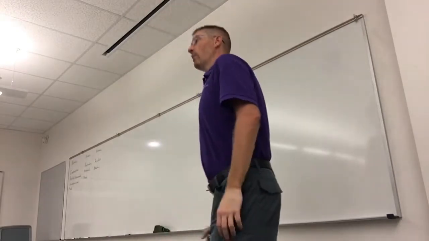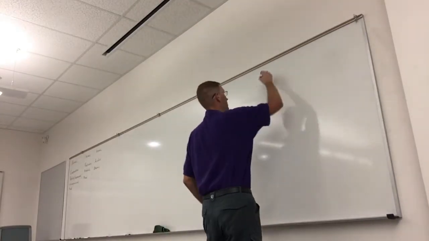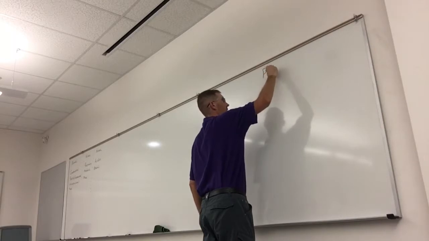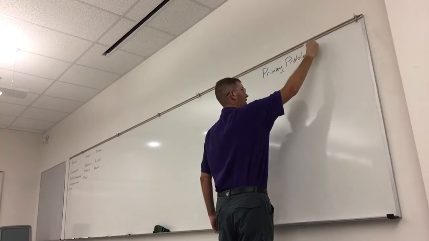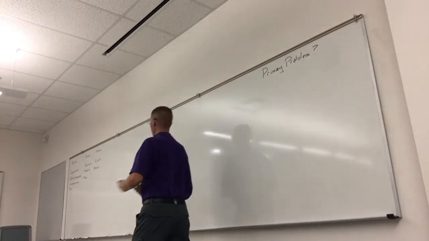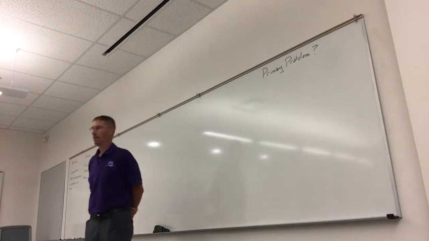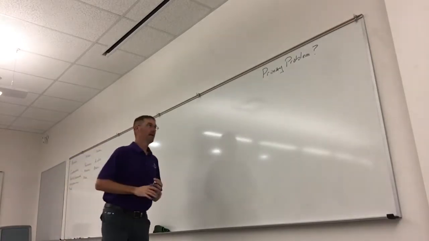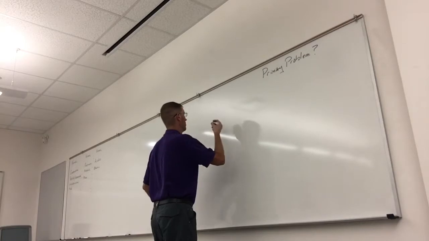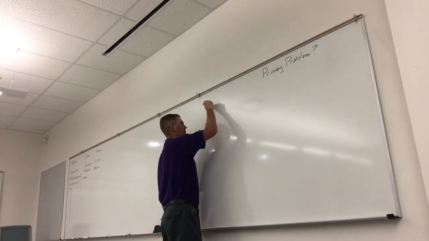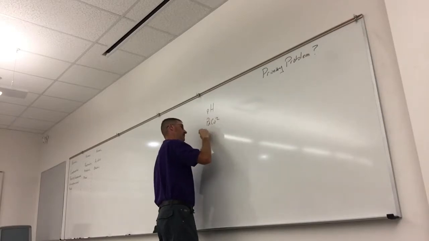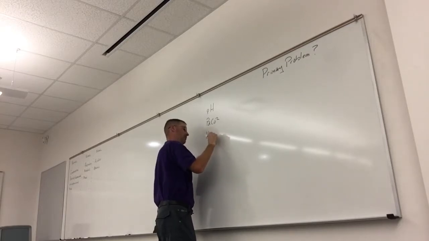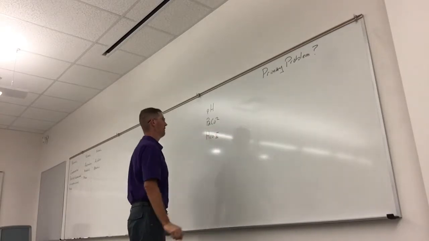So what we want to do is identify the primary problem. Okay, what is my primary problem? Is my primary problem one of acidosis or alkalosis? And that's why we always want to look at the pH first. All right, so let's do this here. pH, PaCO2, HCO3 are the 3 main things we're going to look at.